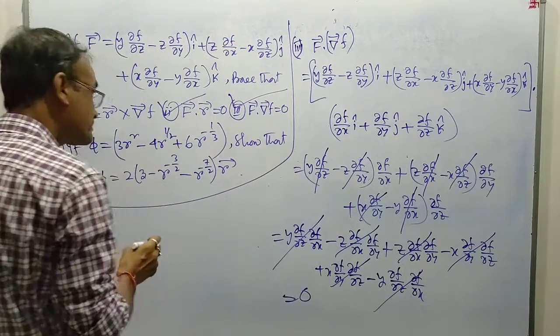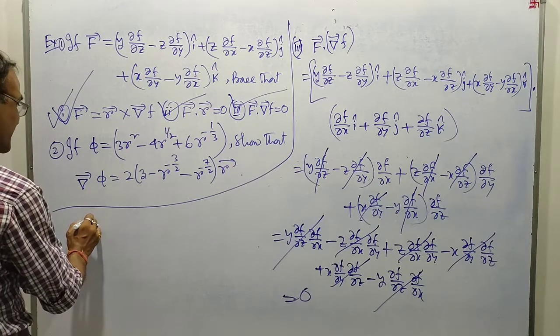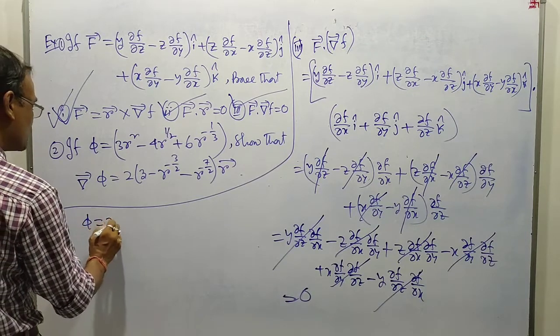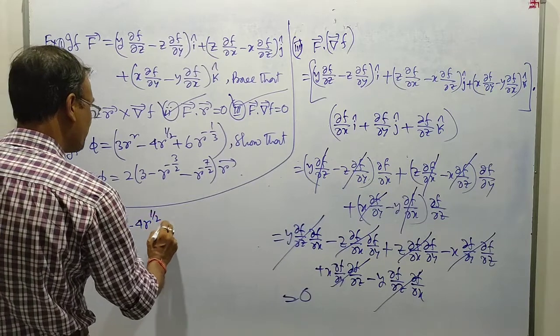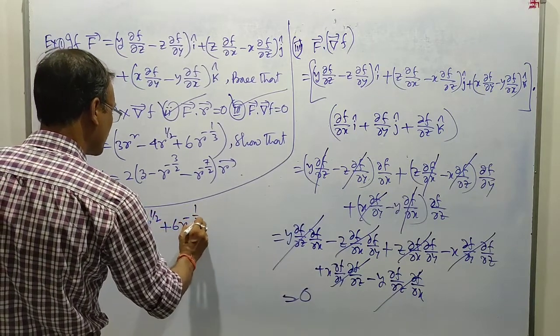Number 2, phi equal to thrice r square minus r to the power half plus 6 r to the power minus 1 by 3.